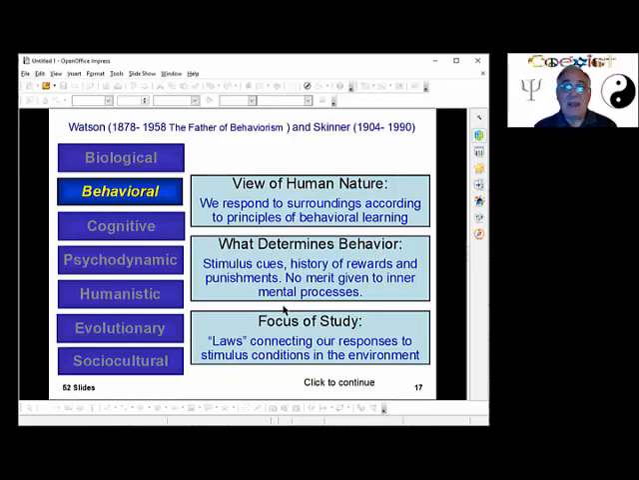We can develop a formula that determines what variables are important and what variables are less important, and we can see in our lives what variables created the behaviors that we have today. So what determines our behaviors is the stimulus cues, the things that happen in our world, the history of our rewards and punishments, and no merit is given to internal mental processes. We don't think about, the bell is ringing and so I need to go to the next class. The thought process is not important.